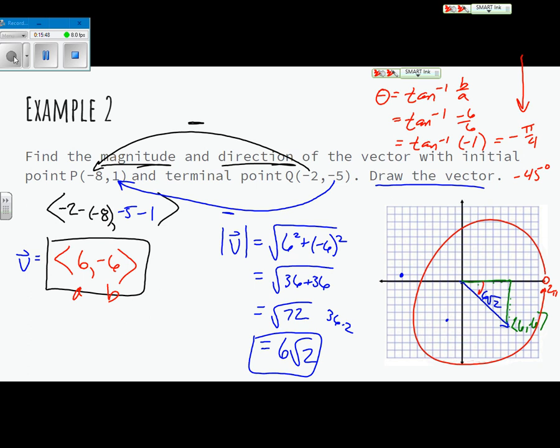So while I did come down 45 degrees, I want to add 360 to it, and the answers that are going to match what the book has are 315 degrees, or if you want to stick with radians, 7 pi over 4, and I'll give you that answer.